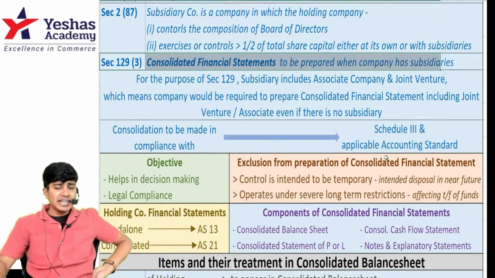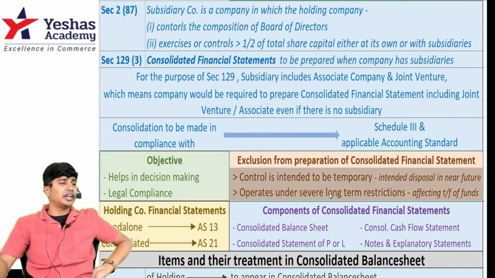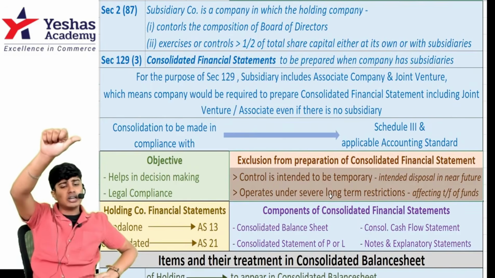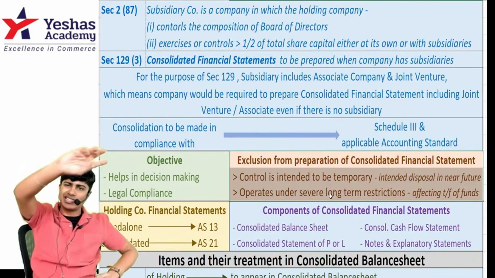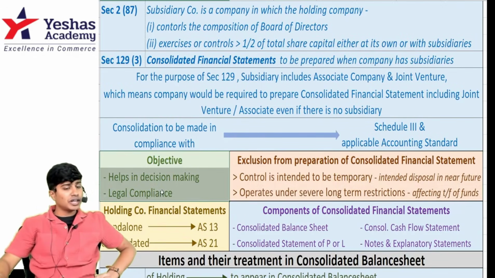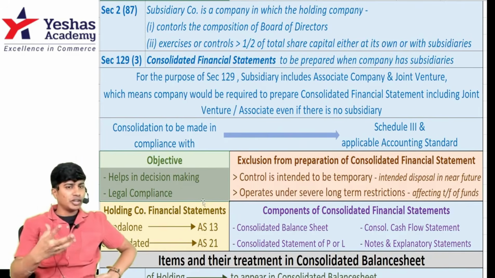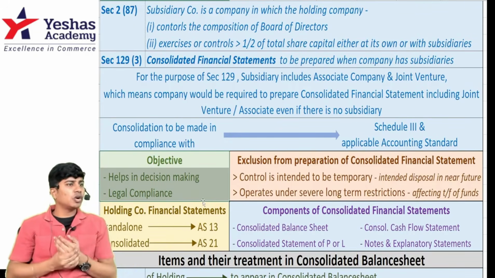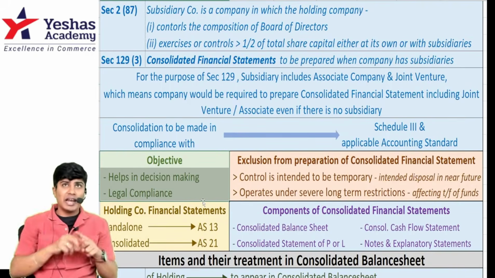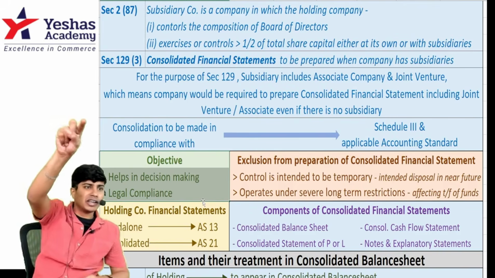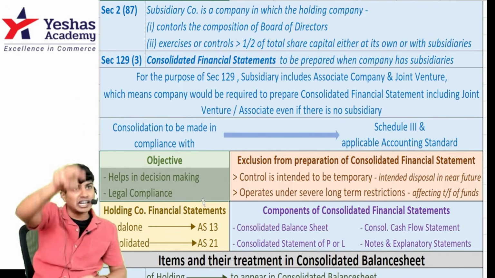But there is an exception. When should you not prepare consolidated financial statements? When the control is temporary or when it operates under severe long-term restrictions. In these two cases, no need to do consolidation. Why should you do consolidation? What is the objective? The user should get to know the big picture. The user should get to know that now I am invested in the holding company. In the holding company's balance sheet, on the asset side, investment in subsidiary is given. But that investment in subsidiary is not one investment.